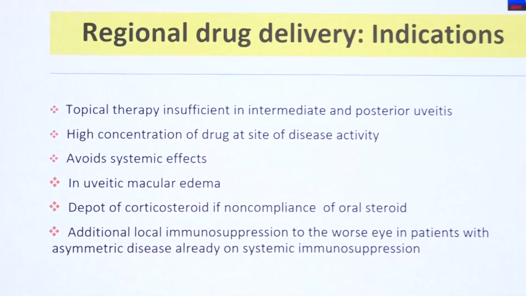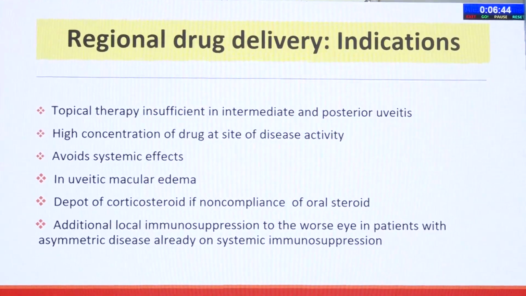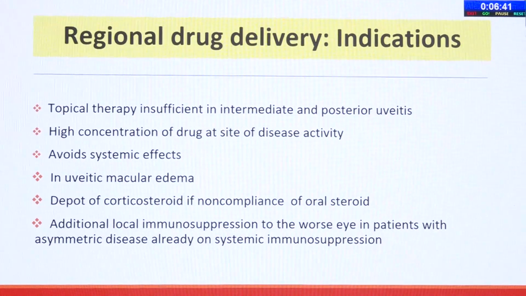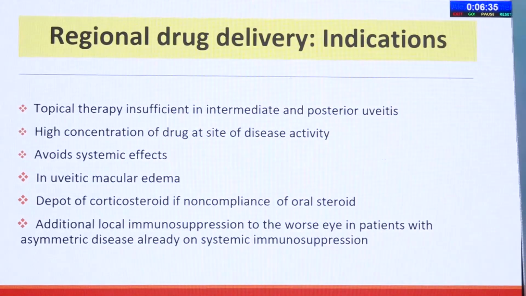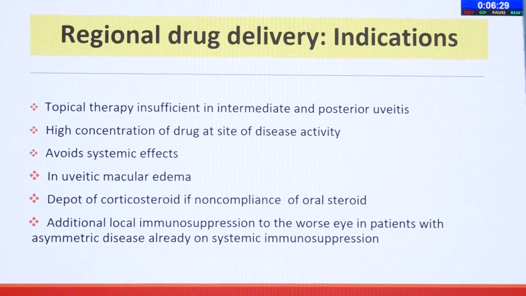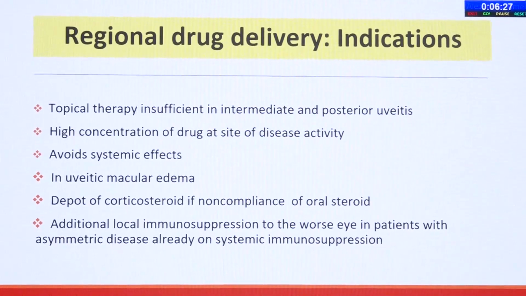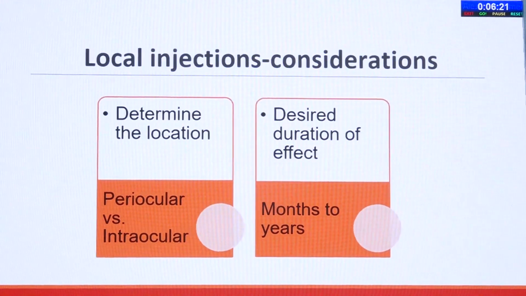In uveitic macular edema, topical non-steroidal or steroidal drops have limited value, whereas an intraocular steroid implant or injection works wonders. A depot of corticosteroids is often required in our setup if the patient is non-compliant with oral steroids. And if there is bilateral disease and you are treating with a systemic drug, but one eye has very extensive, severe inflammation while the other has mild inflammation, you may want to add an injectable preparation in one eye in some situations. So how do we consider local injection?